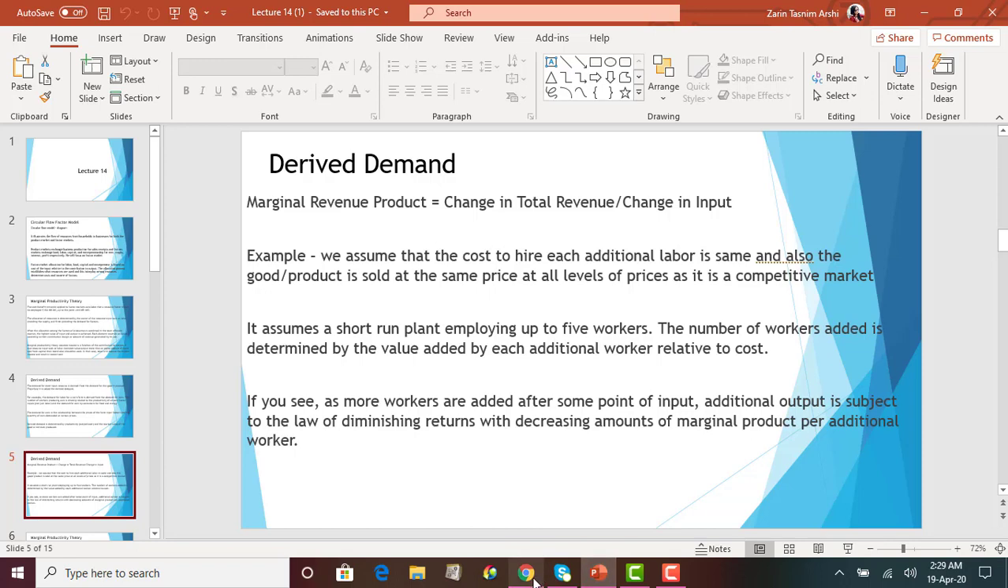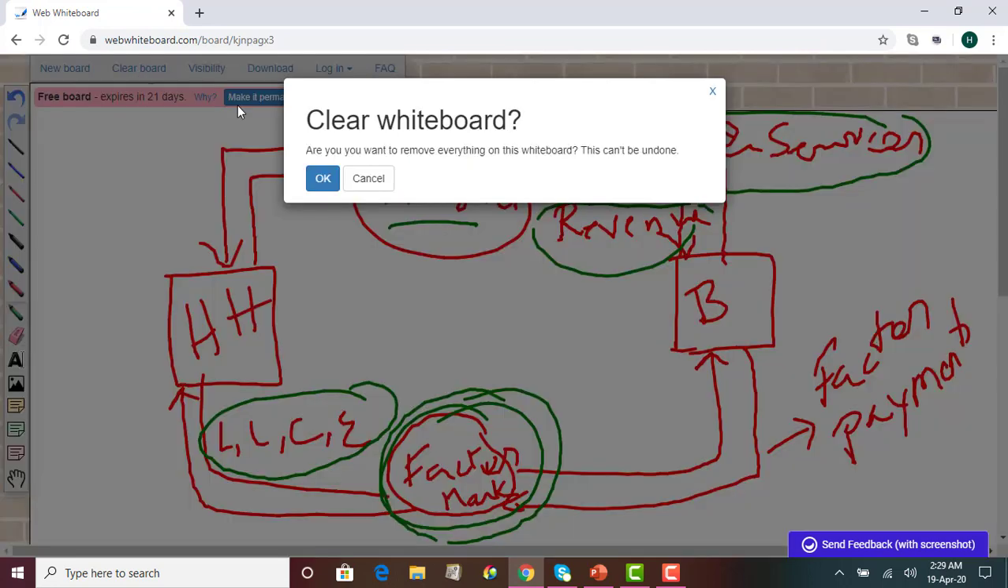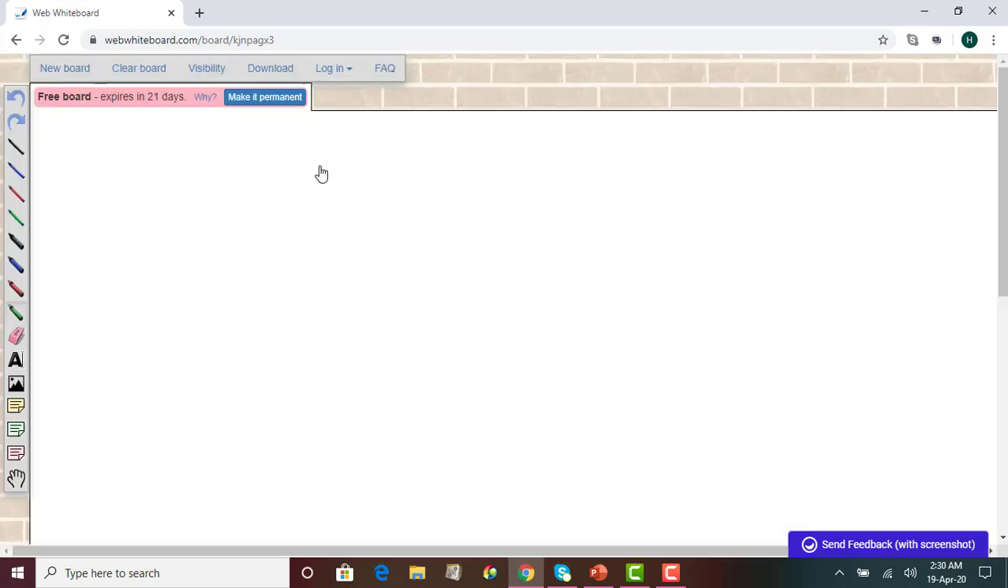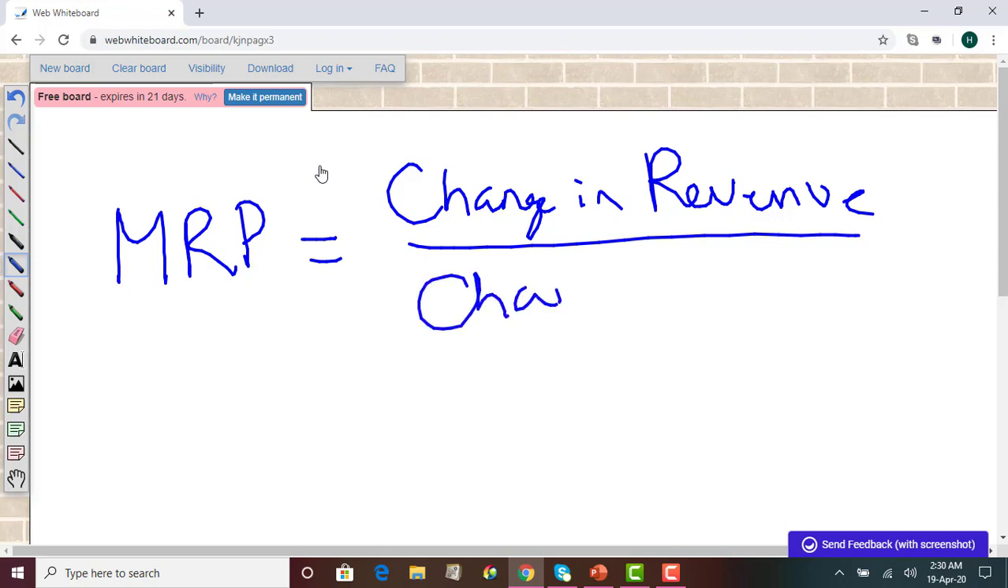So first things first, we have to know the formula for marginal revenue product. Marginal revenue product is also known as MRP. So MRP is given by change in revenue divided by change in your input unit. In this case, input is the factor of production. So, how will the revenue change when I add one additional labor? That's what marginal revenue product is.